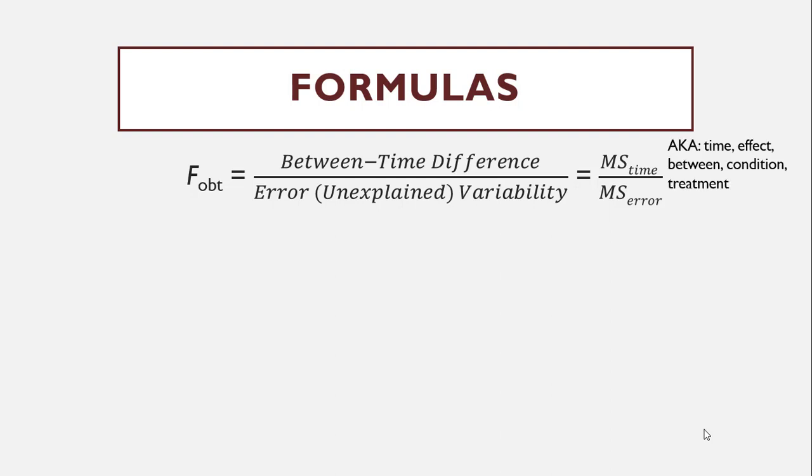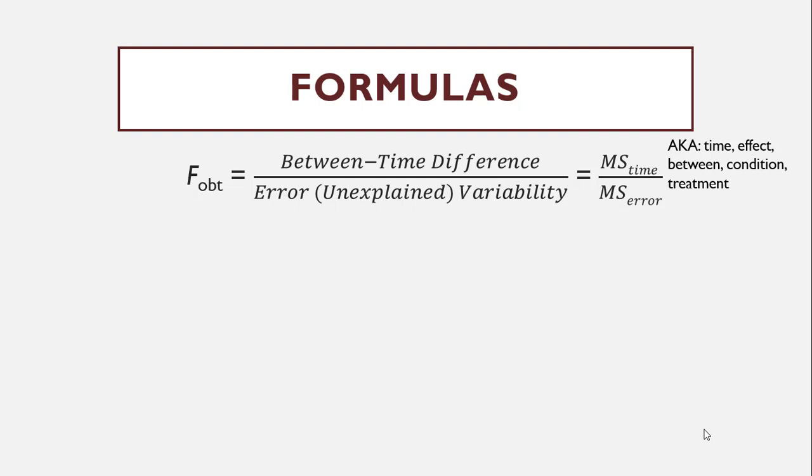Unfortunately, that mean squares time is actually called a lot of things. So in our case, because we're looking across 3 different times, and time is largely the variable that we're interested in, that is probably the most appropriate term, but sometimes you'll see this as mean squares effect, mean squares between, mean squares condition, mean squares treatment, and depending on the literature that you're reading, you may see all of those. So do be aware that there are a number of alternative names that are used for that.